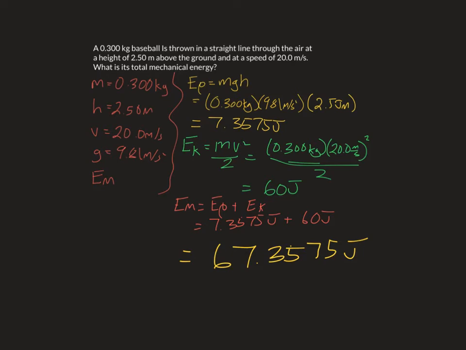So if I go back to my original numbers, and whenever you have a multi-step problem, just go back to your original numbers. When I go back to original numbers, both of these had 3 digits in them. So I'm going to round my answer to be 67.4 joules.